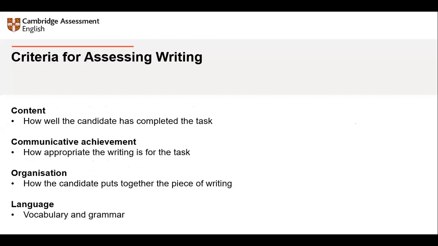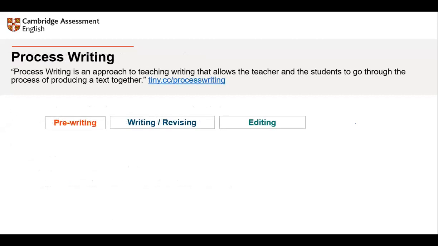So the criteria for writing from Cambridge Assessment English focus on content, communicative achievement, organization, and language, right? So we have here some quick, very brief definitions of each of those points. And when we're talking about writing, one of the things that we do face-to-face in the classroom is considering an approach to developing writing skills.